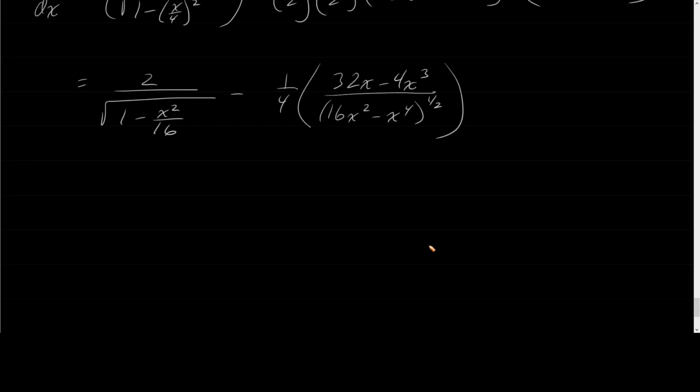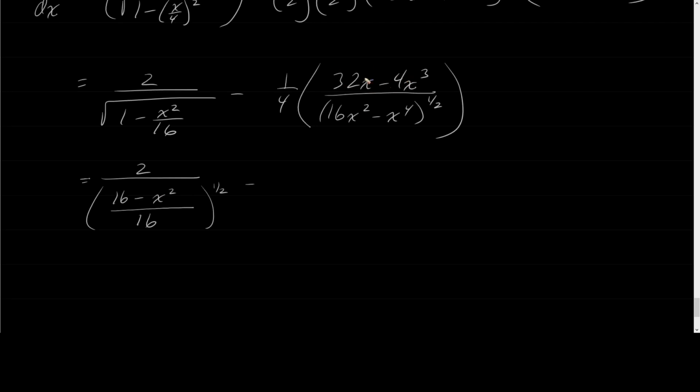All right, there's going to be a lot of manipulation that we can do here. In this first radical here, we can come up with a common denominator, right? So this becomes 2 over the square root of, the common denominator here is going to be 16. So let's write it this way. Let's write it as something to the 1/2. And the common denominator is going to be 16. So this becomes 16 minus x squared.